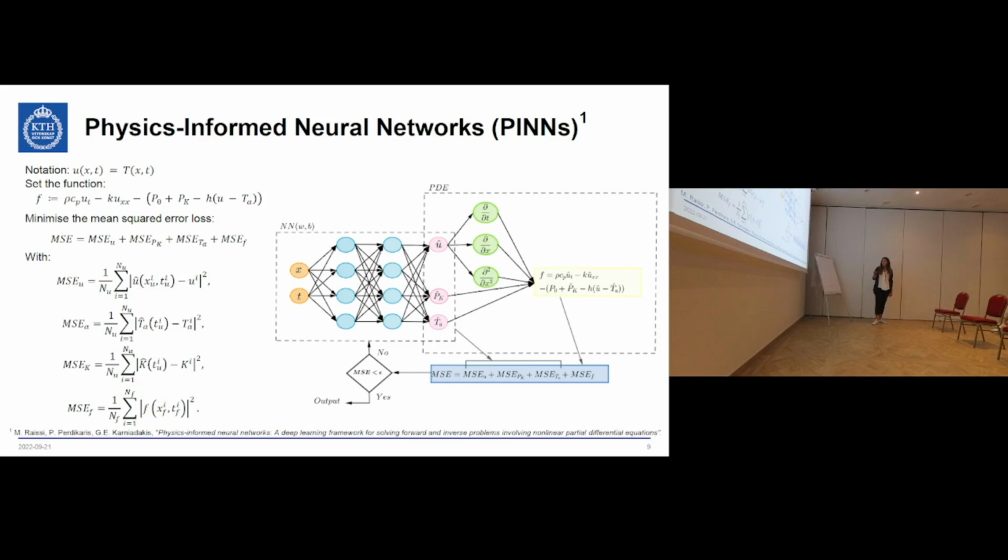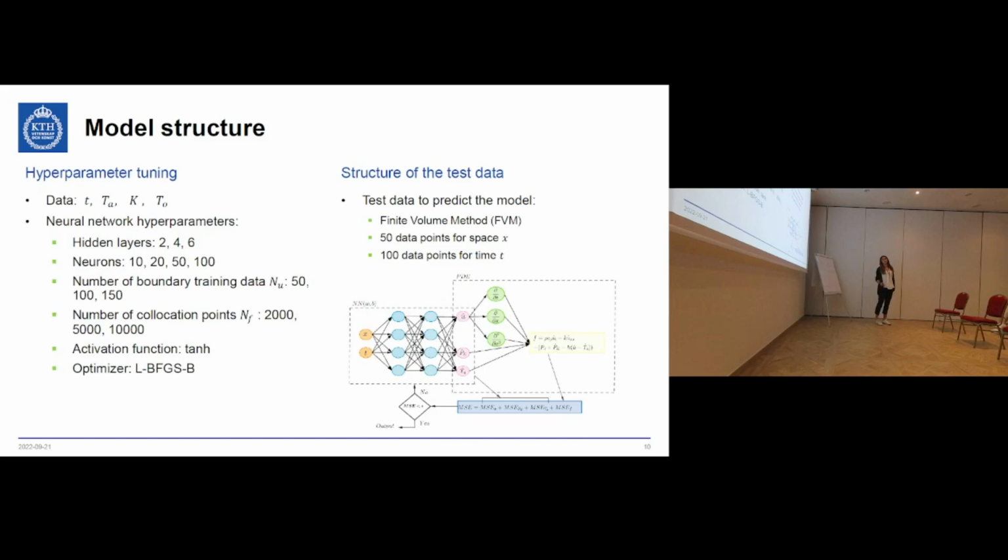Okay, so a bit about the model structure, the hyperparameter tunings. I'm not going to go too deep on this, but what's interesting to notice is the number of boundary training data. As I said, we train using the boundary points, and we used 100 points in time, meaning that we had 100 points for the boundary condition at the bottom and 100 points at the top, giving a total of 200 points. Out of these, we took batches of 100 and 150 points.